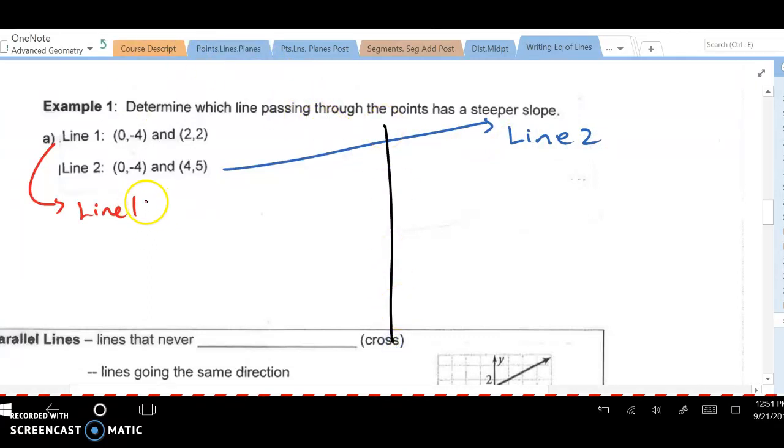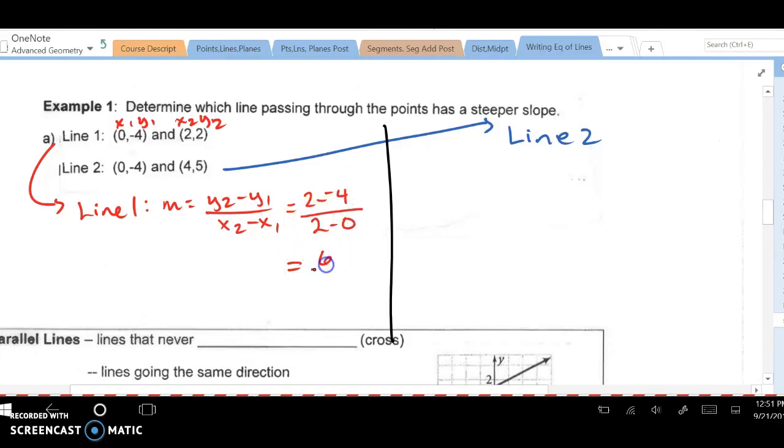Here we go. Line 1, we can use the slope formula, y2 minus y1 over x2 minus x1, to find the slope of line 1. I'm going to label my points x1, y1, x2, y2 to plug into the formula. 2 minus the negative 4 over 2 minus 0. So that's going to make it 6 over 2 or 3 over 1.